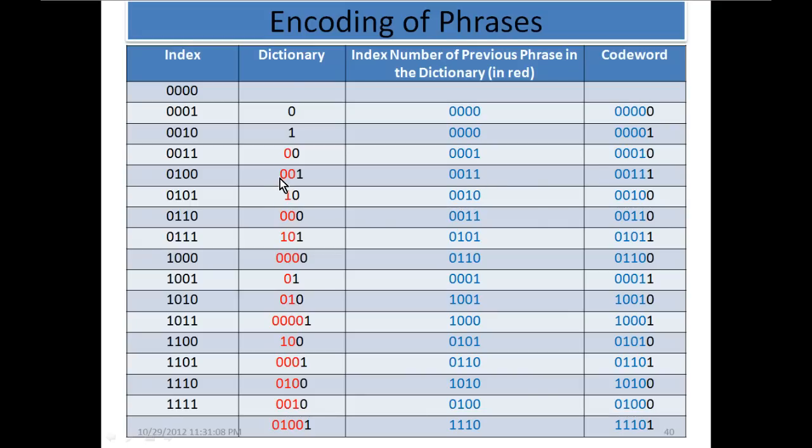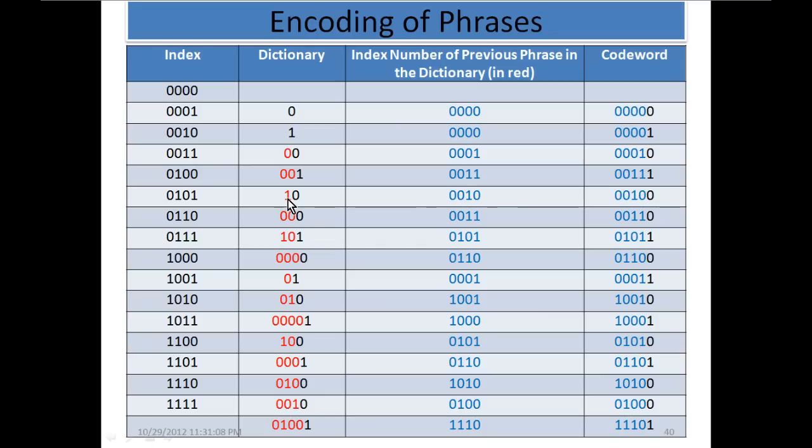The next combination is 001. For this 001, this 00 is already there in the dictionary at location number 0011. Again, instead of transmitting 00, we simply transmit its location or index number, which is 0011. So 0011 is concatenated with this new bit 1, and the total code word is 00111.